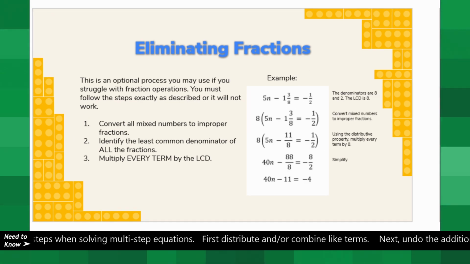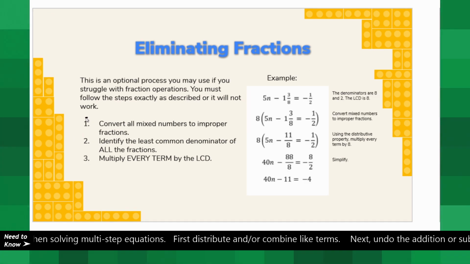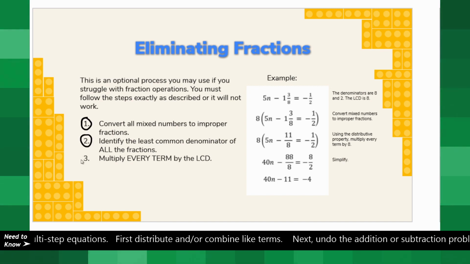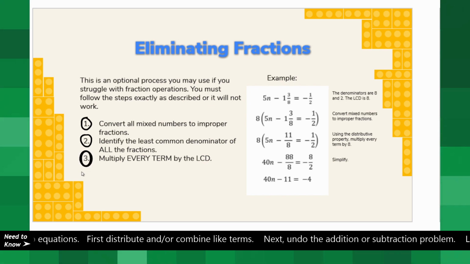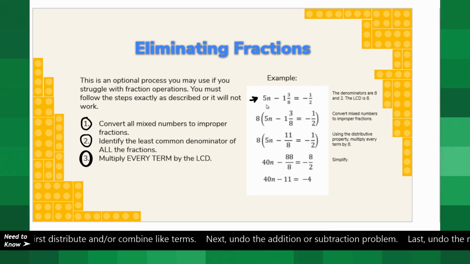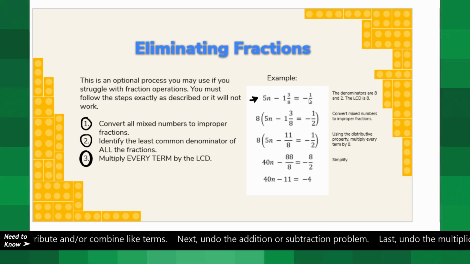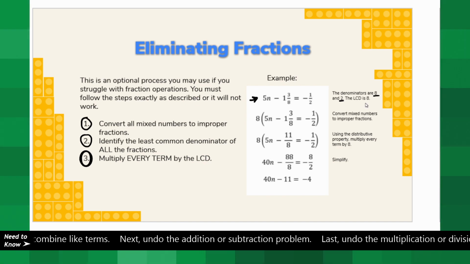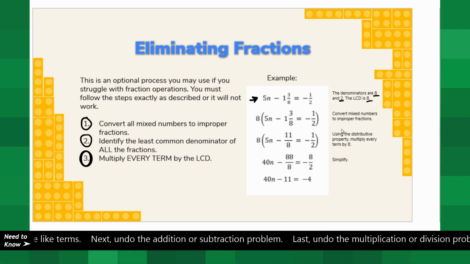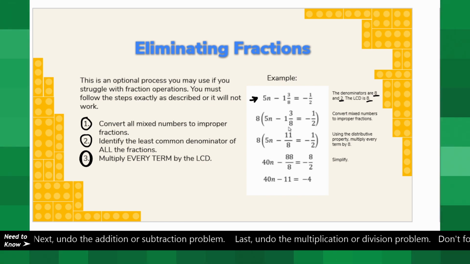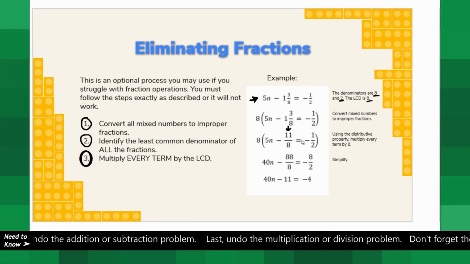Let's look at one more. Remember the steps. 1, if you have any mixed numbers, change those to improper fractions. Identify the LCD, multiply every term by the LCD. So 5n minus 1 3/8 equals negative 1/2. So my denominators are 8 and 2. The LCD is 8. First, I have a mixed number. I want to change negative 1 3/8 to negative 11/8.